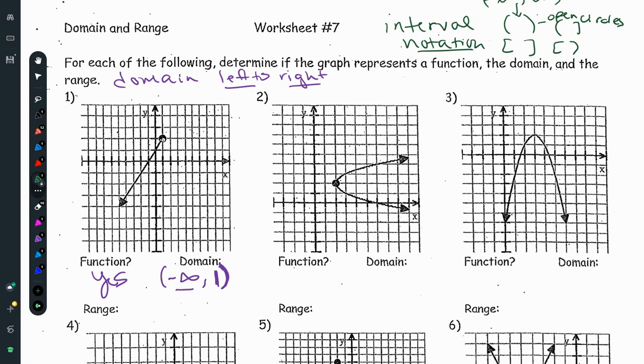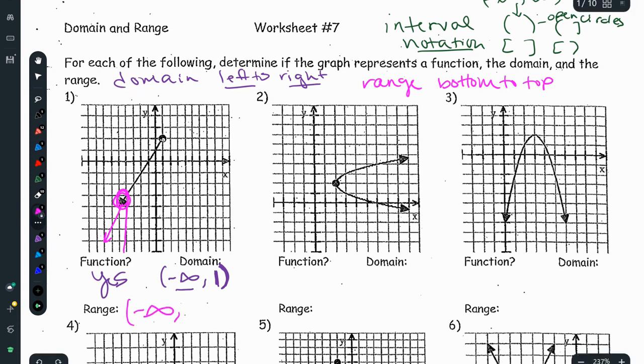Now for the range, we do the same thing, only now we go from the bottom to the top. As I start at the bottom and work my way up, the very first thing I hit is an arrow. So that arrow is going to go down, which means it's going to go down forever, and forever down is negative infinity. Now, as I continue up, the highest my line goes is this open circle, and the y-coordinate of that open circle is 2. So my range goes from negative infinity to 2, and once again, we use parentheses here because we have an open circle.